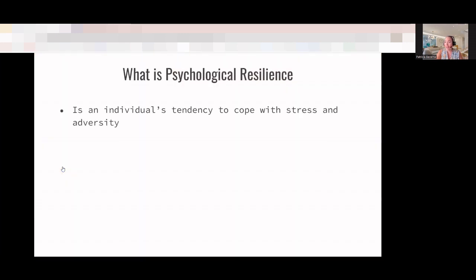So what is psychological resilience? It is defined as an individual's tendency to cope with stress and adversity. And some of the common factors that contribute to resilience are things that maybe as young adults are beyond their control, but just as an awareness.